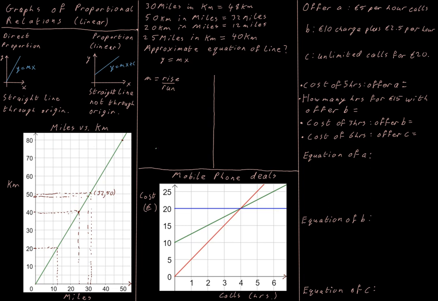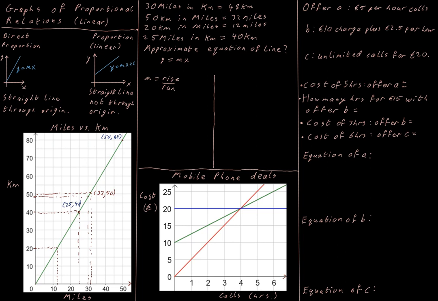So to find the slope of the line using rise over run, I go to where the green line nicely crosses my grid lines, or the best places that I can find that it crosses my grid lines. And I can see here that it crosses at miles is 25, kilometers is 40. So 25 miles gives me 40 kilometers, and at 50 miles gives me 80 kilometers. So reading across like that.